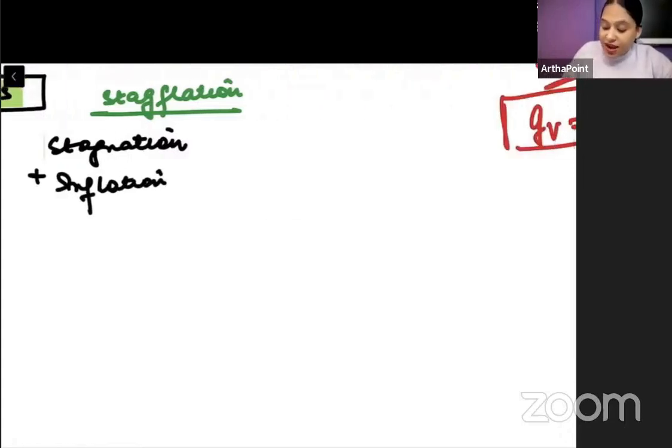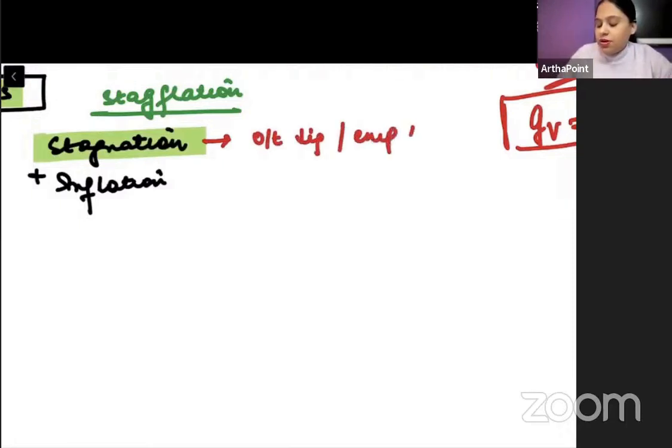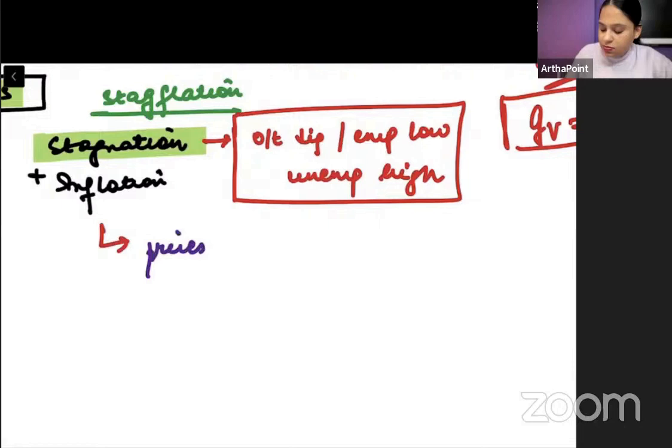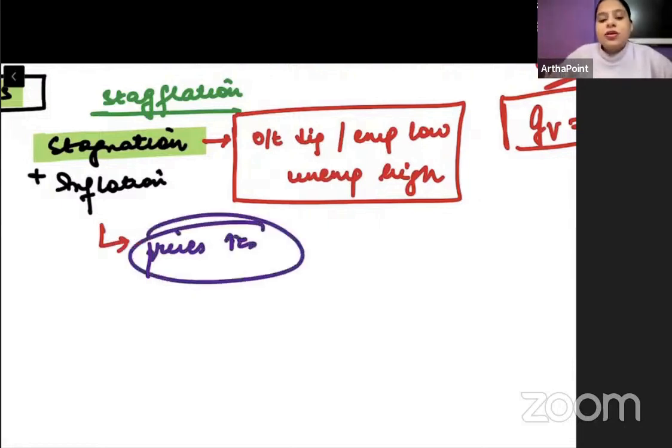Stagnation माने क्या? Stagnation माने the output was low. It was less than full employment. Employment was low. Unemployment was high. Right? And at the same time, क्या देखा गया? That the prices were increasing. तो ये दोनों ही चीजें, they were happening hand in hand. ये भी हो रहा था और वो भी हो रहा था. And that is why we can call this a situation where we wanted to understand something new. कुछ अलग चाहिए था.